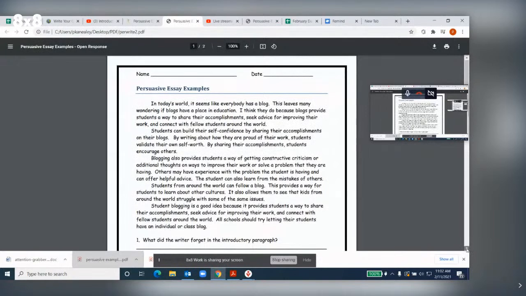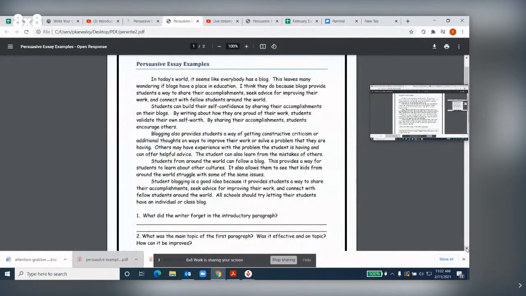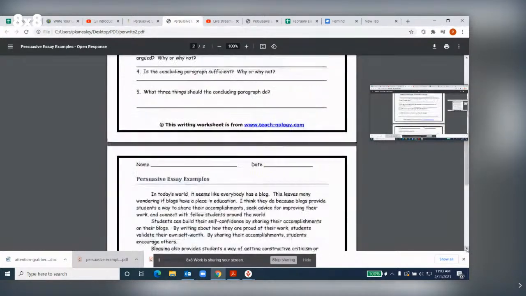All right, so we just read that. And it's a persuasive essay. It's trying to get people to use blogs, and it's perfectly fine. It would pass the test. But I want to get into some of the details.